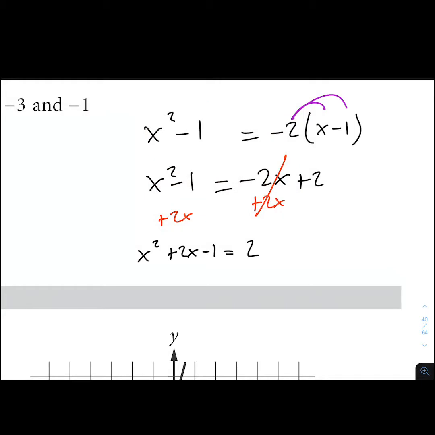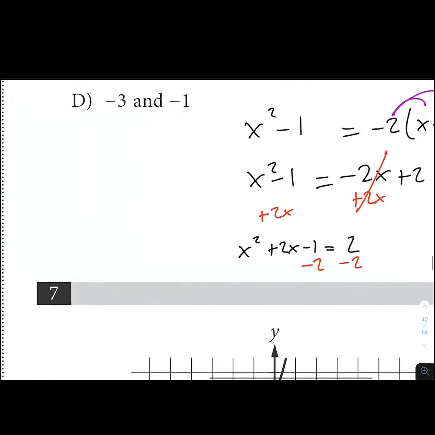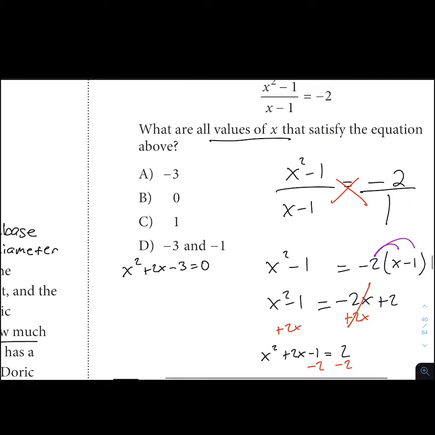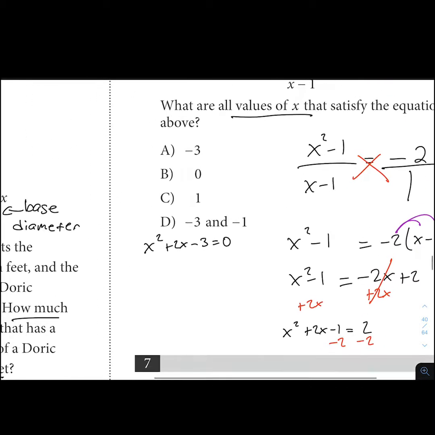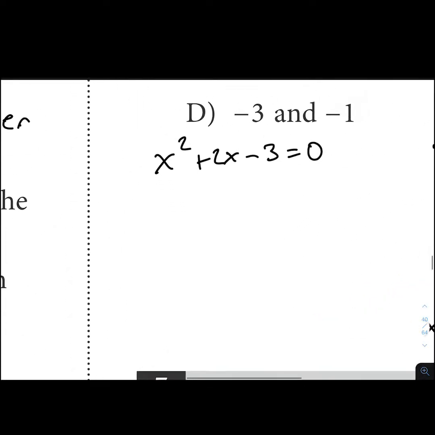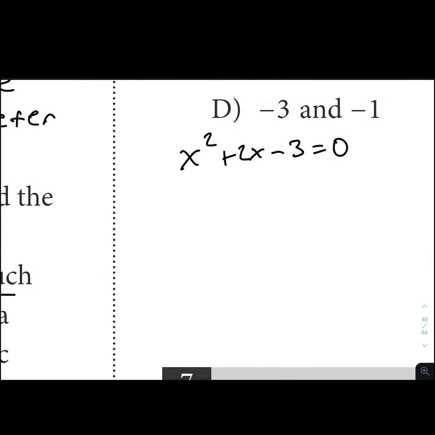And now move this 2 to the other side. I'm left with, I'll write it right here, x squared plus 2x, and then negative 1 minus 2 is going to be negative 3, and that equals 0. So this should bring a reminder of how to solve for x with a quadratic. We need to factor this. I need to think of two numbers that multiply to be my c variable, which is negative 3, and add up to be my b variable.